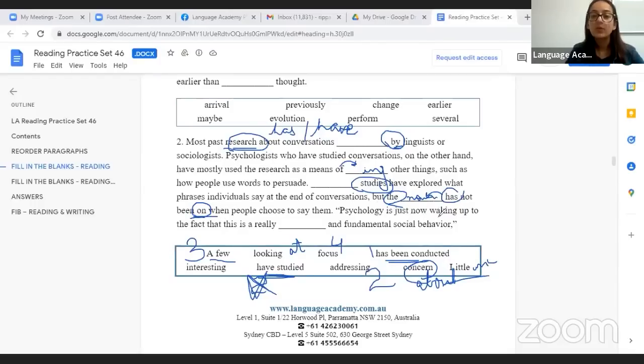Psychology is just now waking up to the fact that this is a really dash and fundamental social behavior. So we need one more word to describe social behavior. This is a fundamental social behavior. This is a really dash social behavior. So a describing word would be interesting here. This is a really interesting social behavior. So these are the answers.